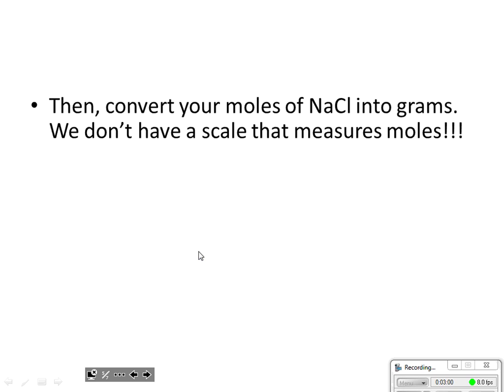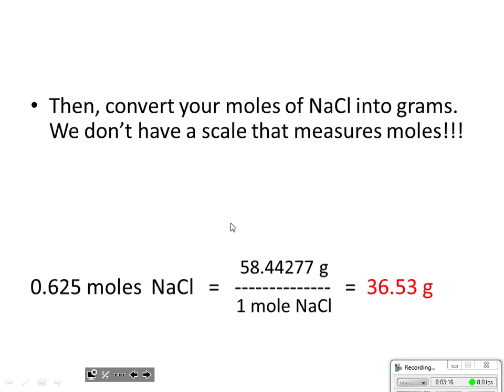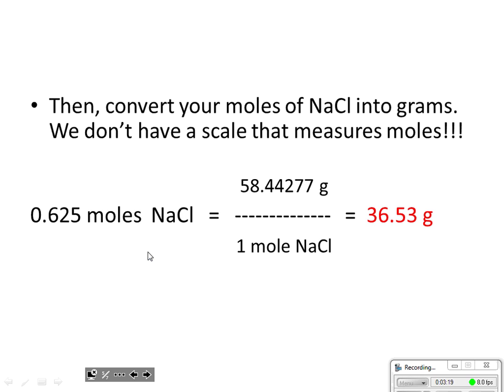Now, I have my moles. I need to convert that into grams. Why? I don't have a scale in the lab that reads in moles. I can't sit that in and say, okay, what's 0.625 moles? So I need to convert this into grams. Well, that is a flux capacitor thing. Okay, that's a flux capacitor.